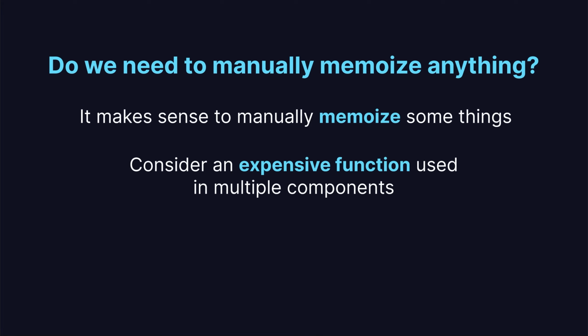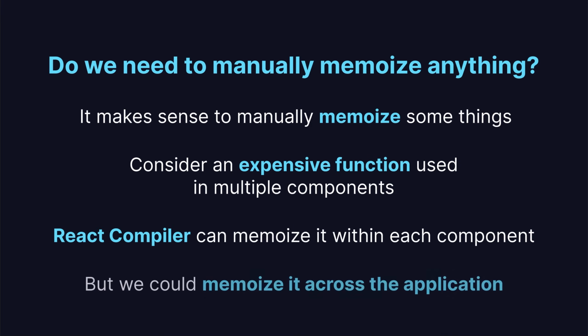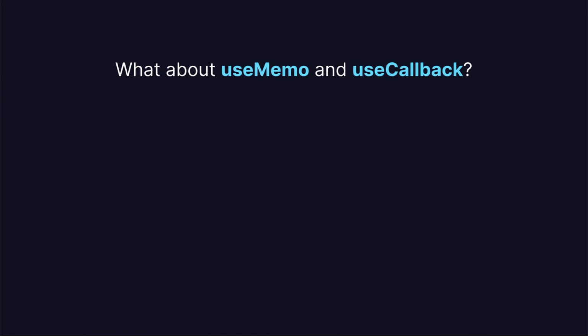Consider a really expensive function that you reuse across components. React compiler can memoize that function within each of the components, but you could go a step further and memoize it across the application. So in this case, it can make a lot of sense to implement your own memoization outside of React. But is there a reason to use the existing useMemo or useCallback hooks?